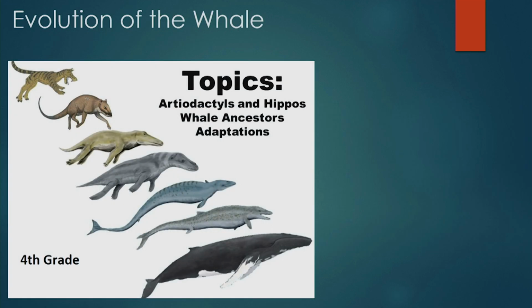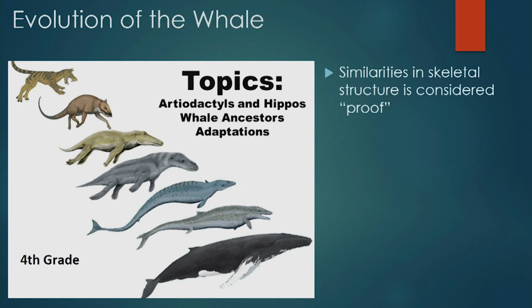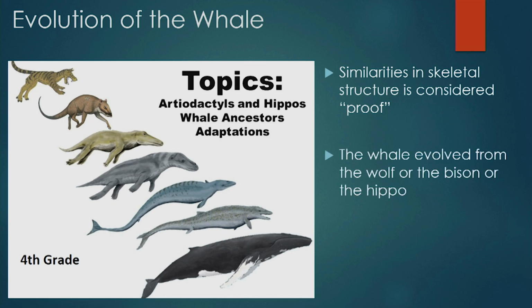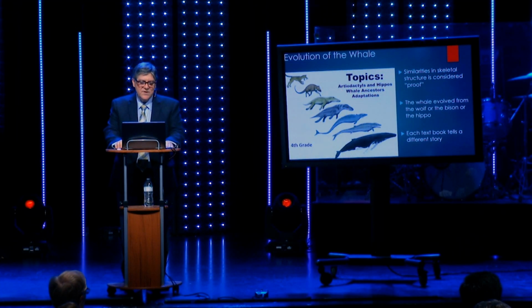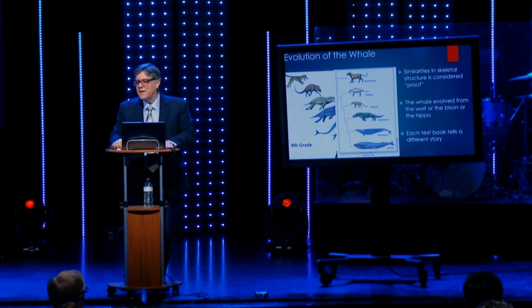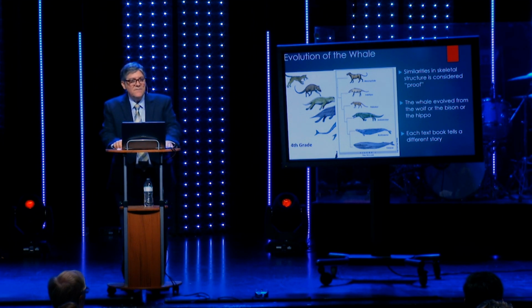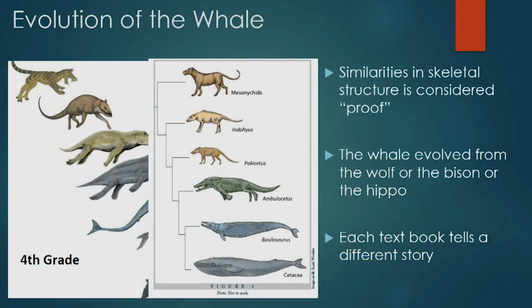Now, since we're talking about whales, let's look at the evolution of the whale for a minute. So the evolutionists will say that similarities in the skeletal structure are considered proof that the whale evolved from either the wolf or the bison or the hippo. It varies based on the textbook you're reading. So in other words, here's one where we see the whale evolving from a wolf-like creature called a Mesonychid that's now extinct. It apparently lived in Asia at some point in time.